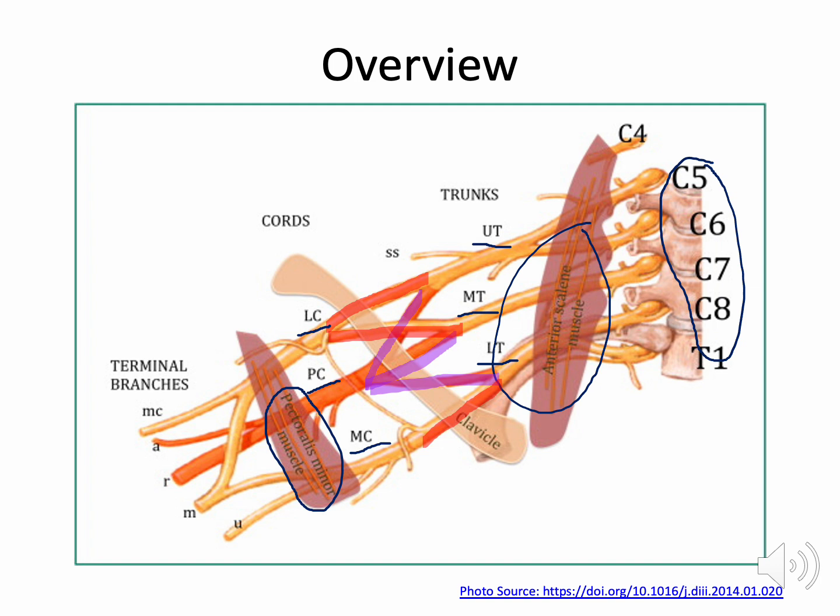Now we can move on to the terminal branches. So we have the 5 terminal nerves, starting with the musculocutaneous nerve coming from the lateral cord. And then we have the axillary nerve coming from the posterior cord. And then we have the radial nerve coming from the posterior cord as well. And then the infamous median nerve comes from the lateral cord and medial cord joined together. Lastly, we have the ulnar nerve, which comes from the medial cord.